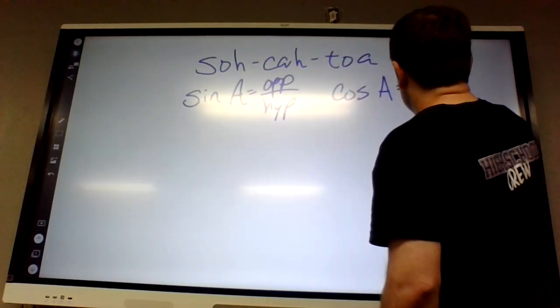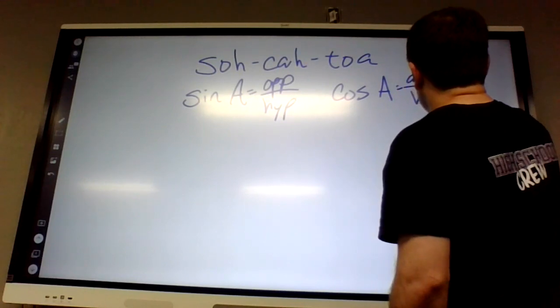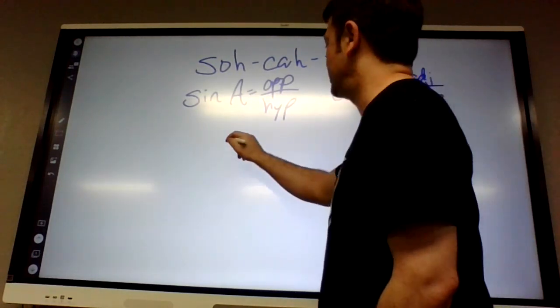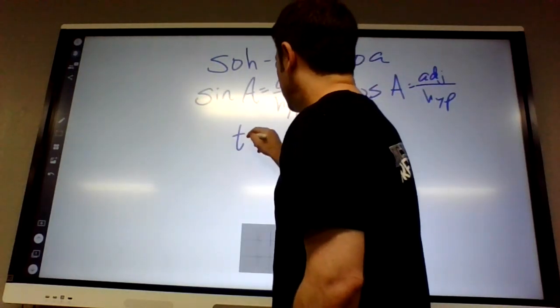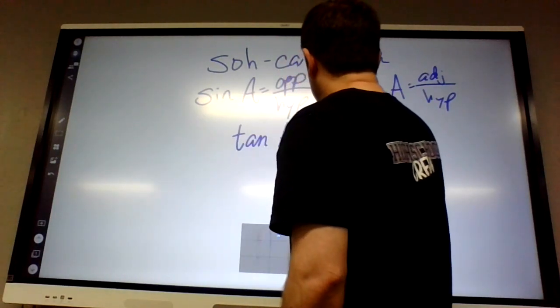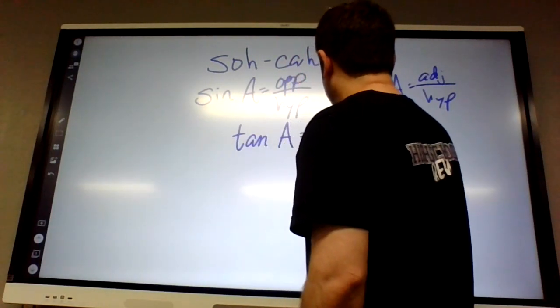Cosine equals adjacent over hypotenuse, and tangent equals opposite over adjacent. All right.